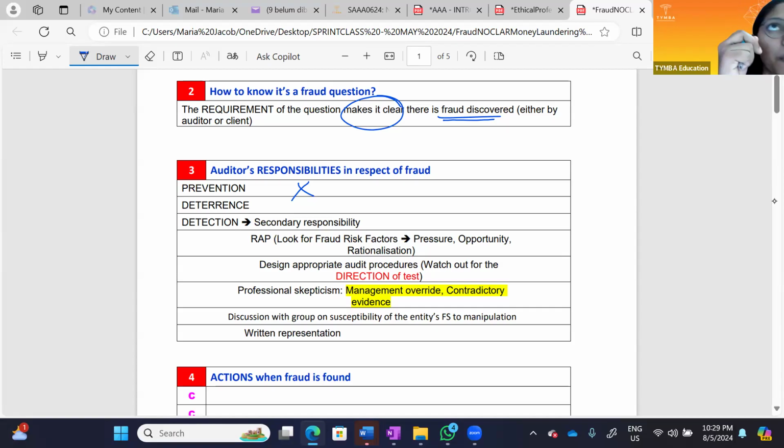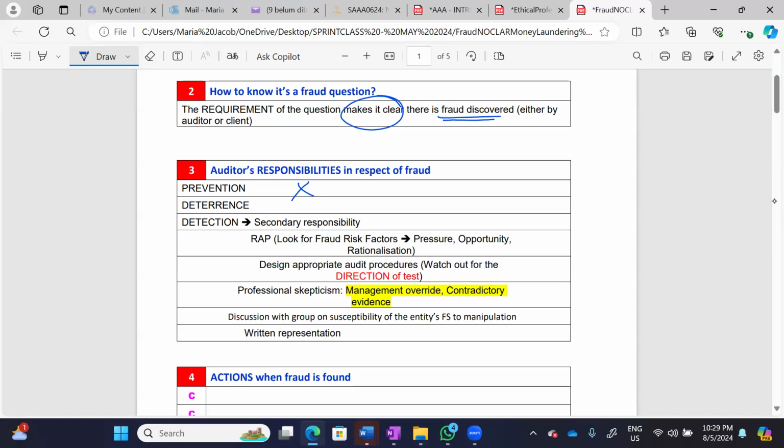Prevention is like you have a pin code and so on. Deterrence is like having a CCTV camera. Having a CCTV camera is not going to stop you from doing it, but if I have a pin code, you definitely cannot get into it. So that's prevention. Deterrence is like a CCTV camera: if I know there is a CCTV camera, I don't dare to do it. So can an auditor take up a deterrence role? No.